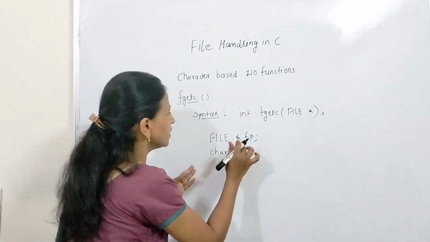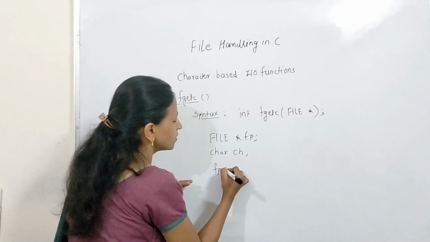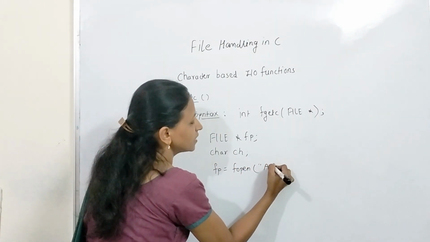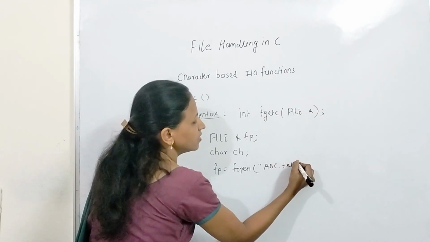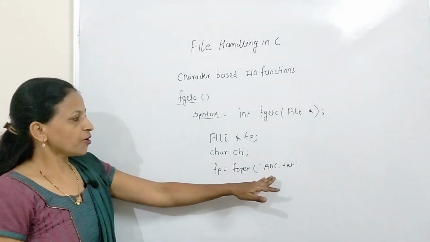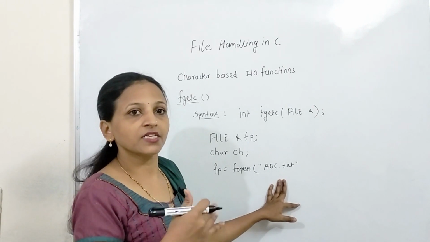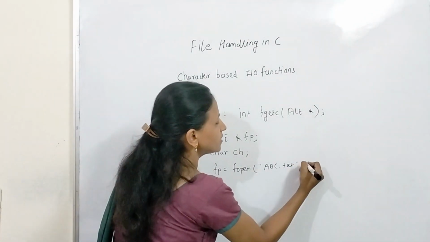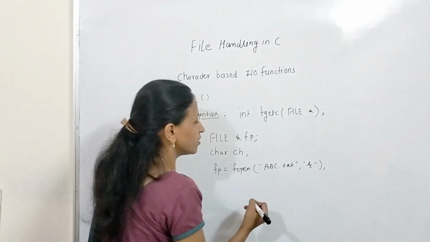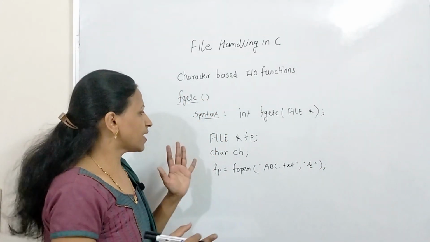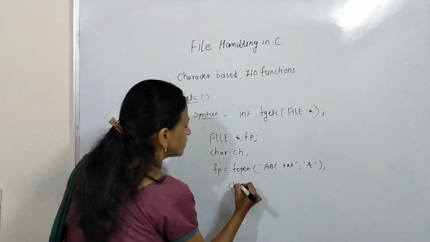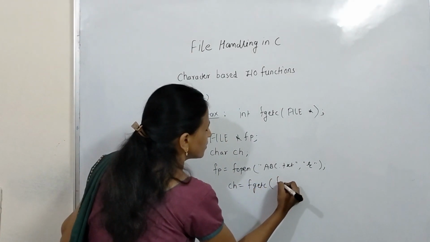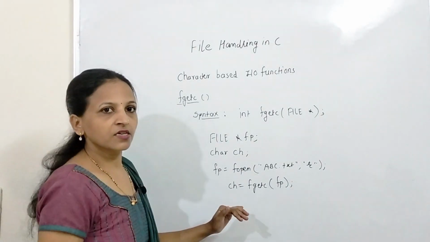Now here, fp, using the fopen function, we will open that file, like abc.txt. This is the file name. Now from this file I want to read data character by character. Here, read means we have to open that file in read mode. To read a character we will use ch equals fgetc, and the file pointer, that is fp, we have to pass here.